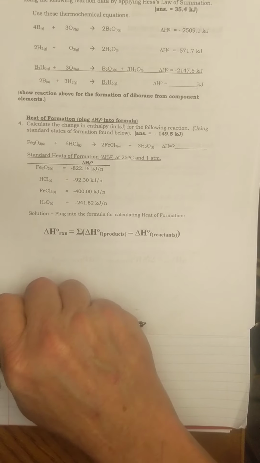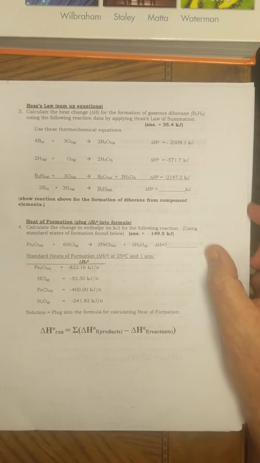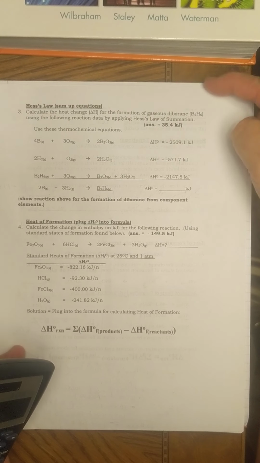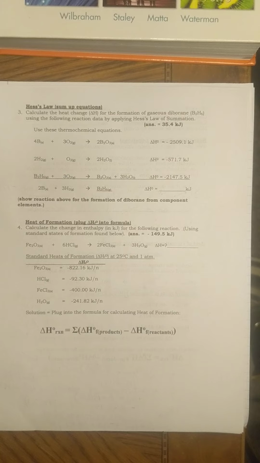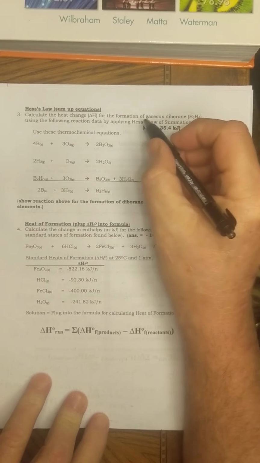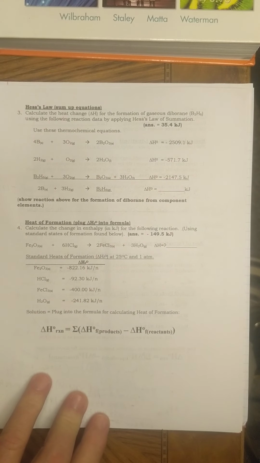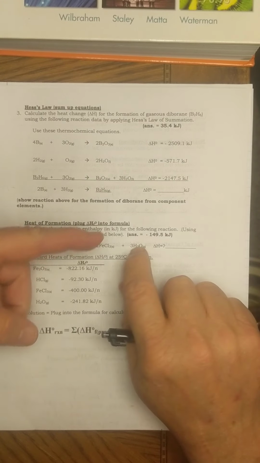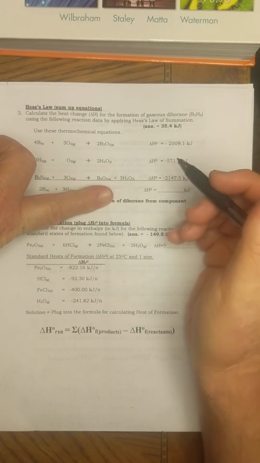Excuse me. All right, flip to the back. I have another Hess's law problem. Calculate the heat of reaction for the formation of gaseous diborane. Now, before we were doing this at home, but if I was doing this in class, I wouldn't give you the equation. I would just leave it blank, and I would let you write your own equation.